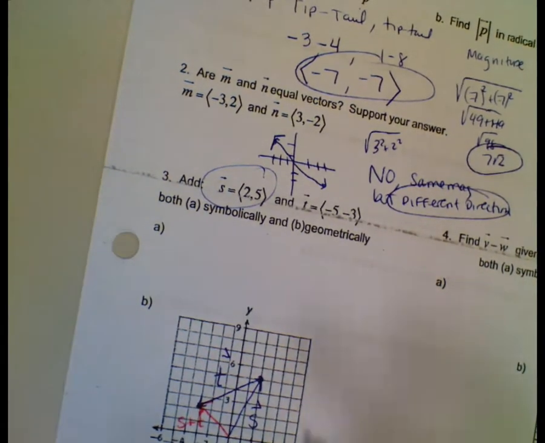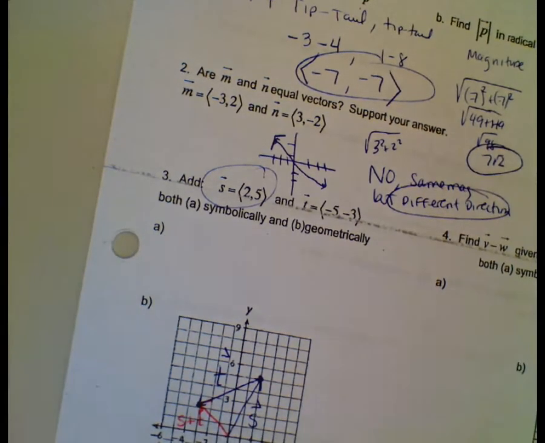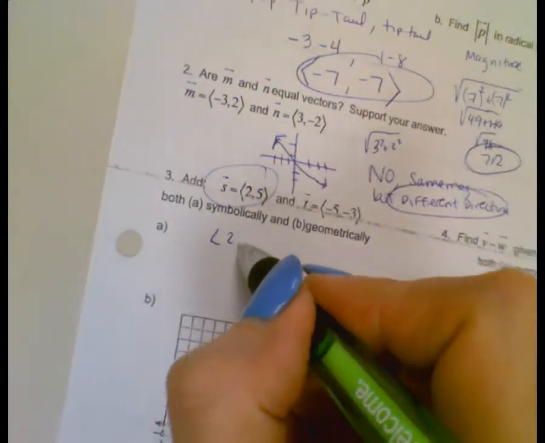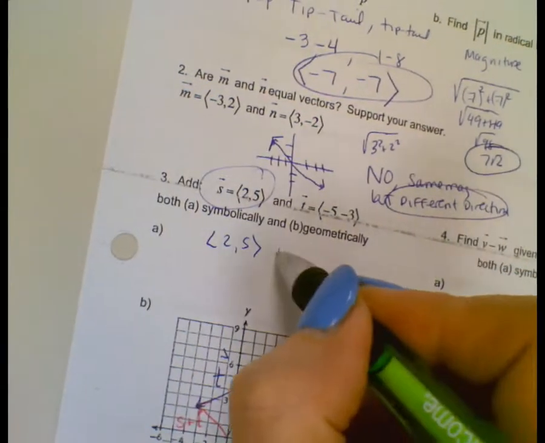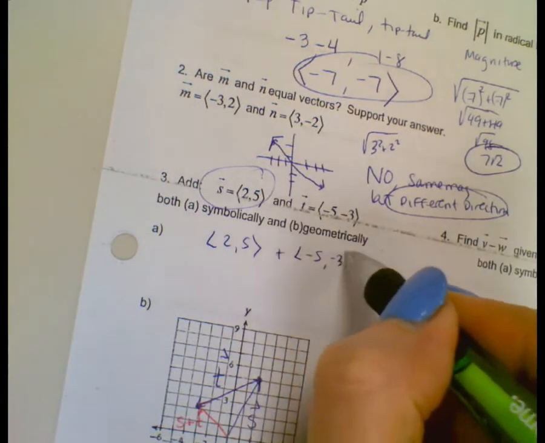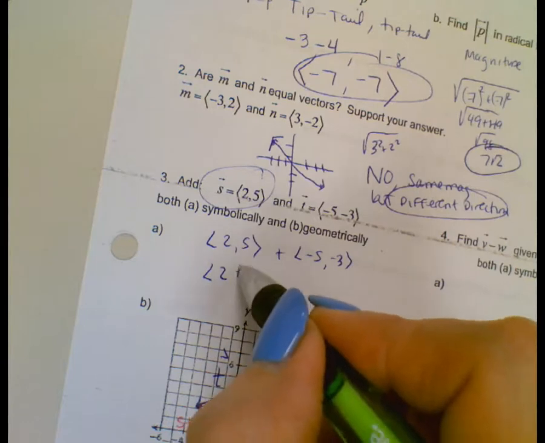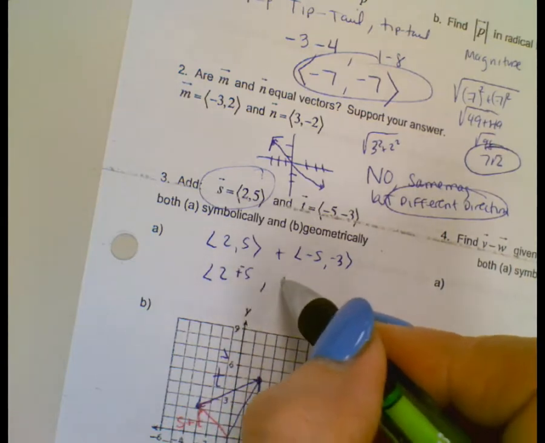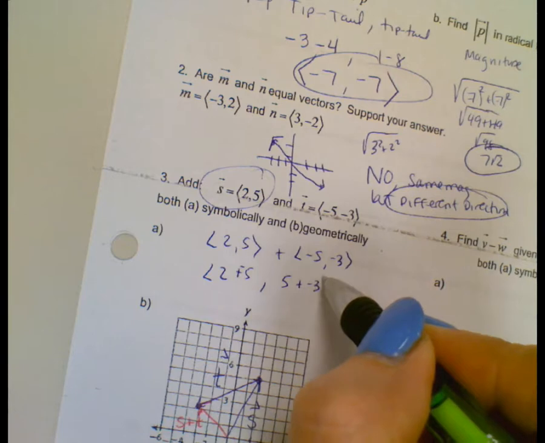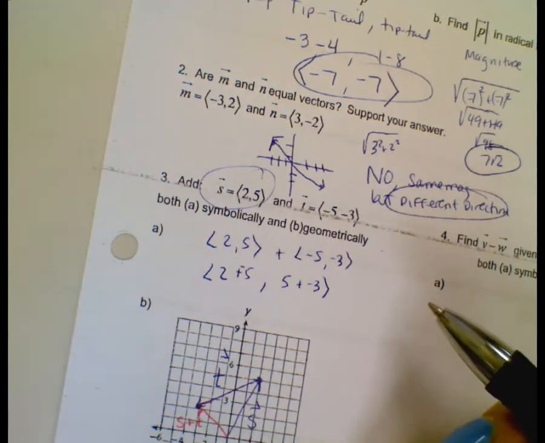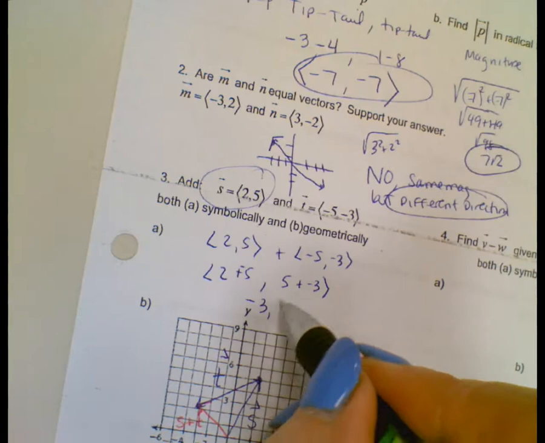Graphically, it looks like my answer should be -3 and 2. So it looks like -3 and 2 are the horizontal and vertical components. And that's what you get when you add. Now symbolically, you might have an easier time symbolically than geometrically, because all you have to do is add your x's, comma, and then add your y's. So it is -3 and 2.